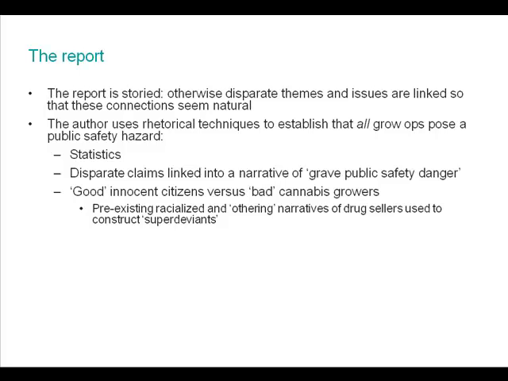And the report also constructs these good, innocent citizens that are at risk of this grave public safety danger. One of the safety dangers is the fire hazard of using these high voltage lamps in growing cannabis. And these good citizens are then pitted against these bad cannabis growers. And by constructing the bad cannabis grower, the report's author uses pre-existing racialized narratives, for example, depicting cannabis growers as part of Asian gangs, and also othering narratives, for example, depicting these growers as part of motorcycle gangs. So these are pre-existing, very familiar narratives of so-called dangerous others that are used as a rhetorical strategy to convince the reader that these grow-ops are actually a problem.